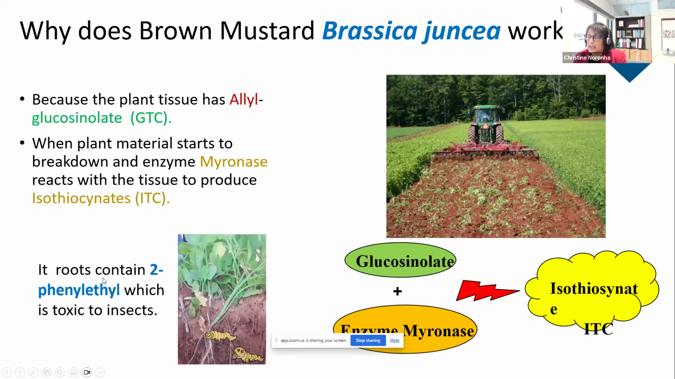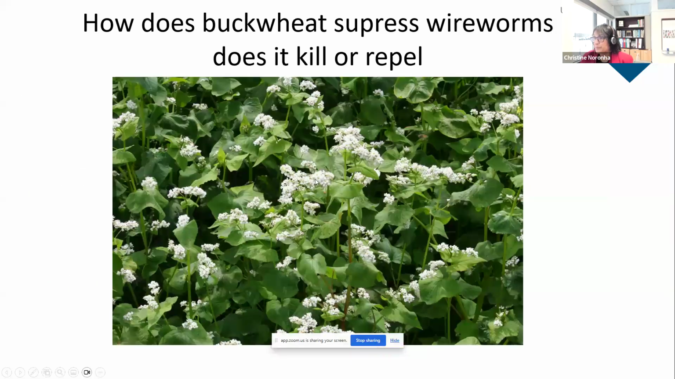As well, the roots of the brown mustard have 2-phenylethyl, which is known to be toxic to insects. So white mustard, yellow mustard, and oriental mustard don't have these factors or these chemicals in them. And that's why it's very important to use Brassica juncea, the brown mustard, as the rotation.